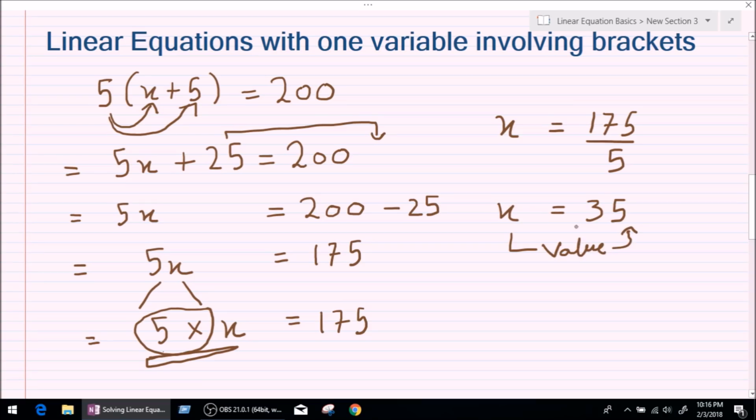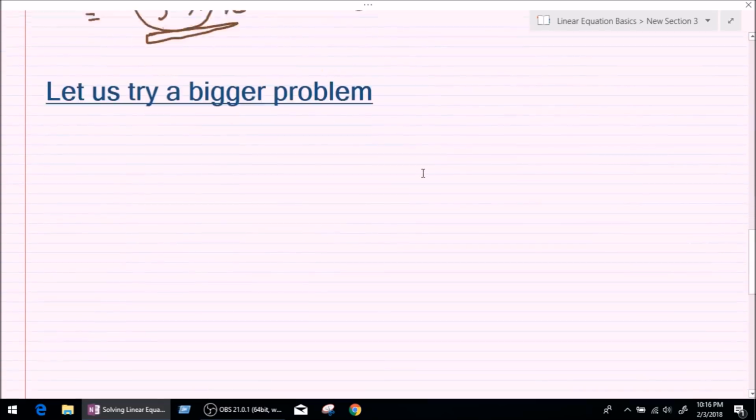Simple and easy, not a big deal, anybody could do it. But this was a very small question. Let's move on to a bigger question.